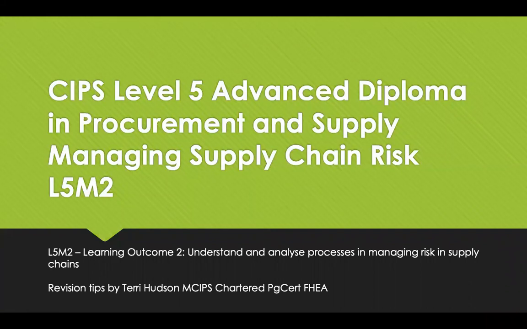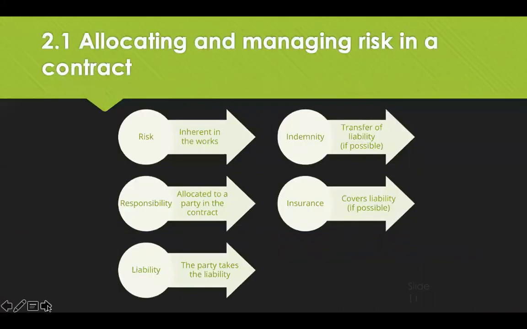This is Module 2, Managing Supply Chain Risk, and it's Learning Outcome 2, which is to understand and analyse processes in managing risks in supply chains. So every contract carries inherent risks in its performance or non-performance. So we're going to look at how that process works.